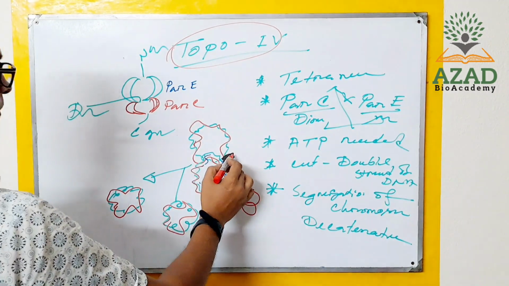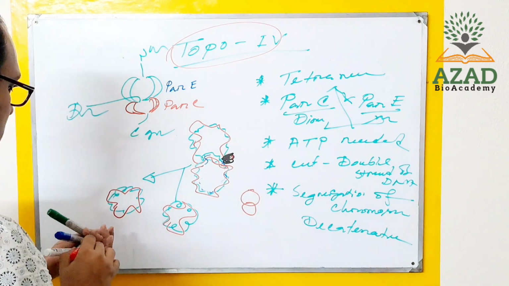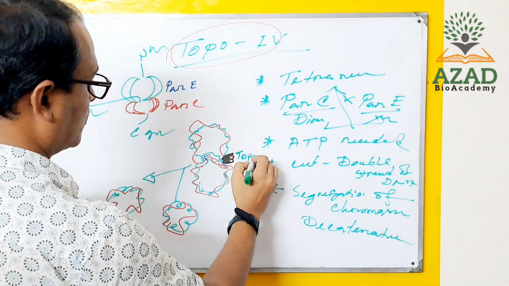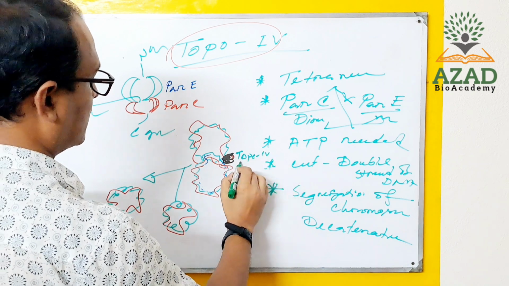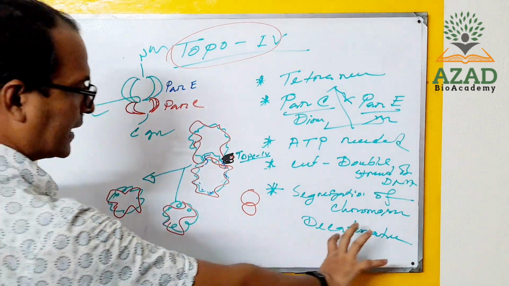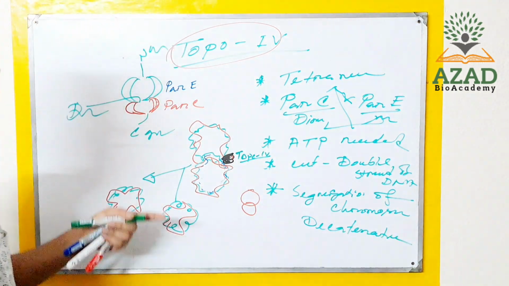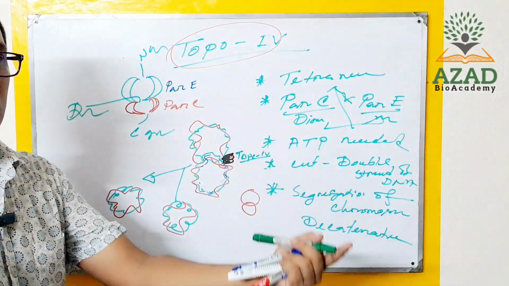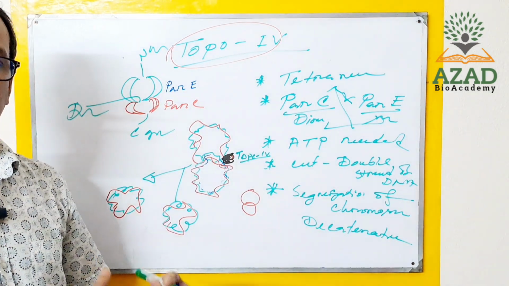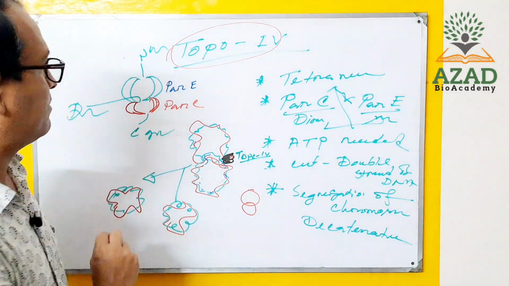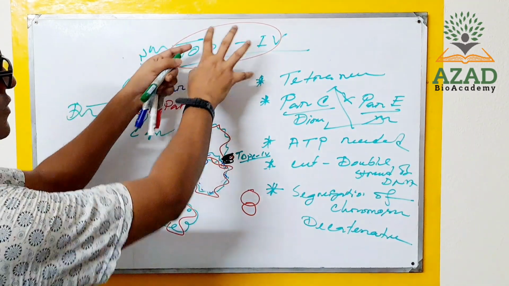So this is the segregation of the DNA. If that enzyme, that is topoisomerase 4, is not functioning over there, then what will happen? No segregation will form, no decatenation will form. That means the chromosomes will be interlinked with each other, and no separation, no multiplication of genetic material. That means no proliferation. So that is the function of topoisomerase 4.